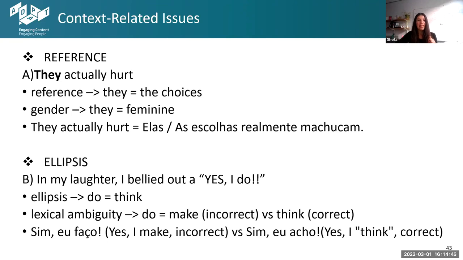If you look at ellipses, the sentence is, "In my laughter, I bellied out, yes, I do." So "do" is an ellipsis because it's a lack of information that has to be guessed by the reader. We annotated "do" as lexical ambiguity as well, because "do" has different translations in Portuguese. So it could be "yes, I make," or "yes, I think," and so many others.